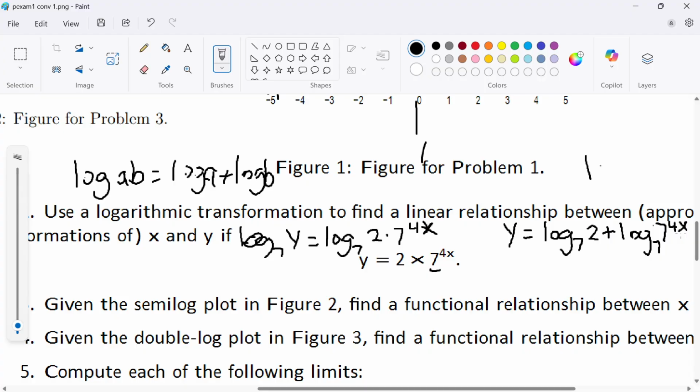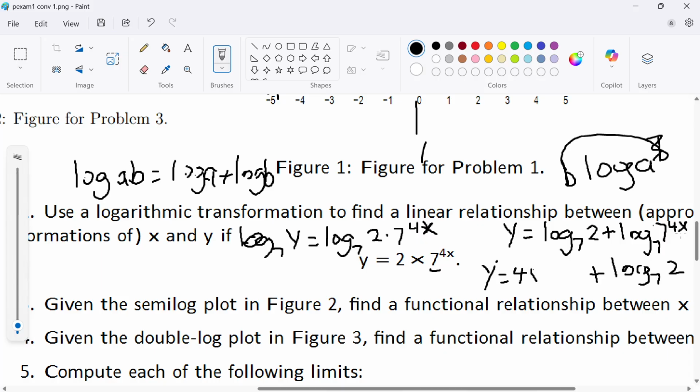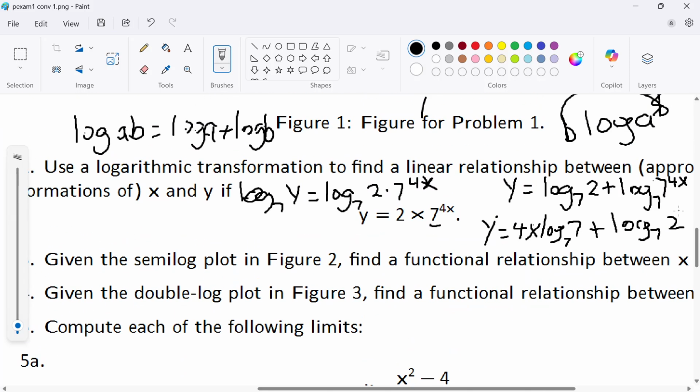Now remember, if I have log a to the b power, I can take the power and put it in front. So I'm going to rewrite this as y equals, I'm going to put the log base 7 of 2 over here, and then put this one first. 4x times log base 7 of 7. What is log base 7 of 7? Well, that's just 1. So I get y equals 4x plus log base 7 of 2. So that would be one way to answer this.